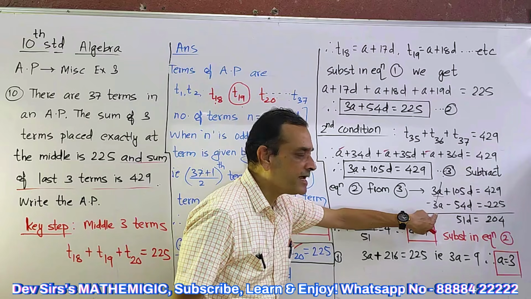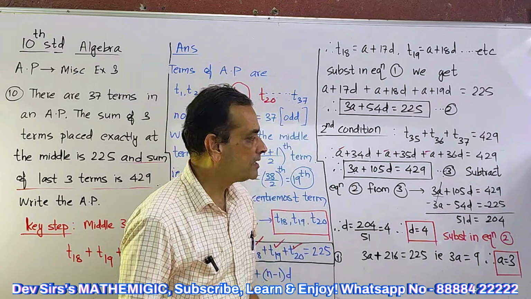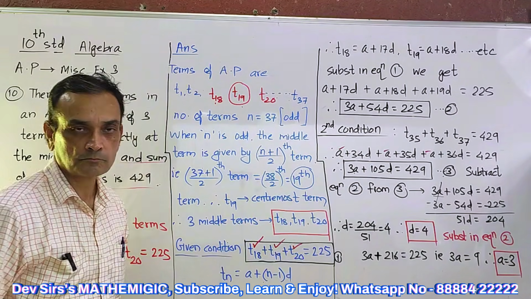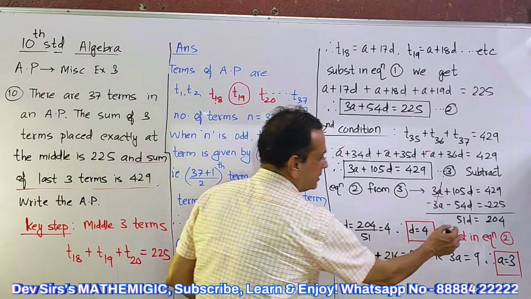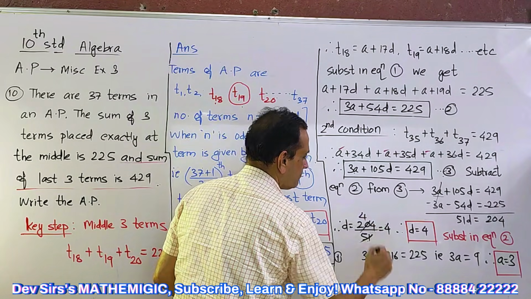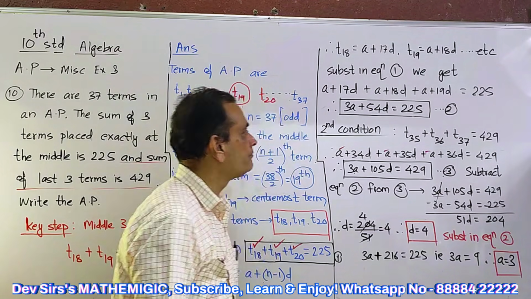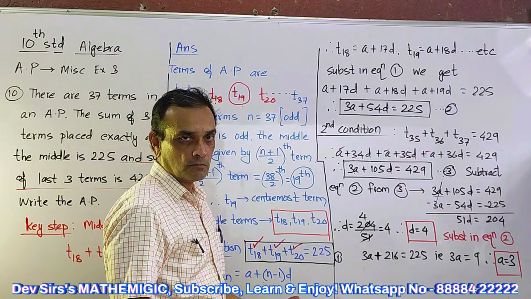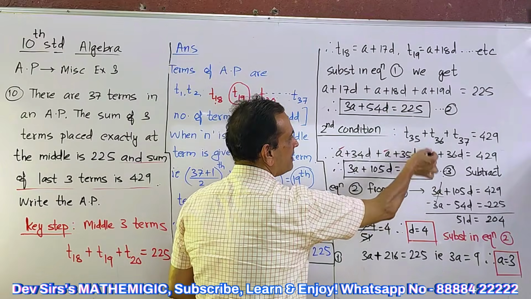Plus 3A minus 3A cancels. 105 minus 54 is 51. So 51D is equal to 204. Then D is equal to 204 upon 51. 51 fours are 204. So D equal to 4. So after you get D, you know, substitute value of D in the simpler equation, either 2 or 3.